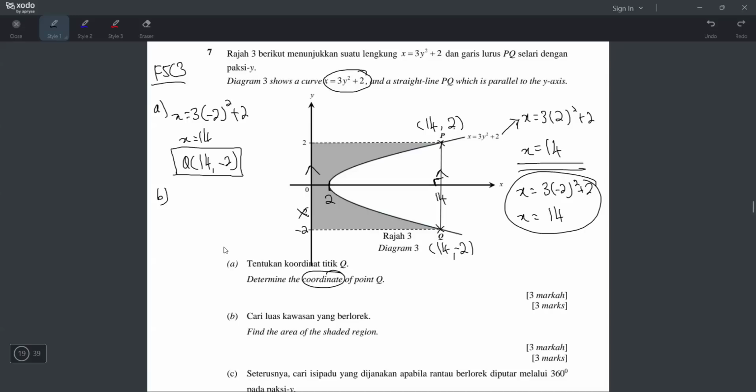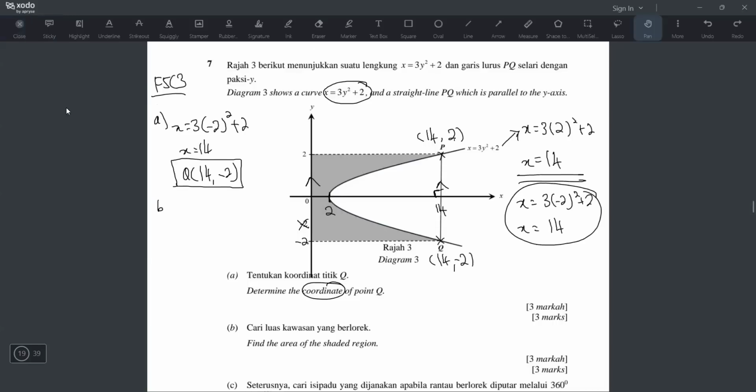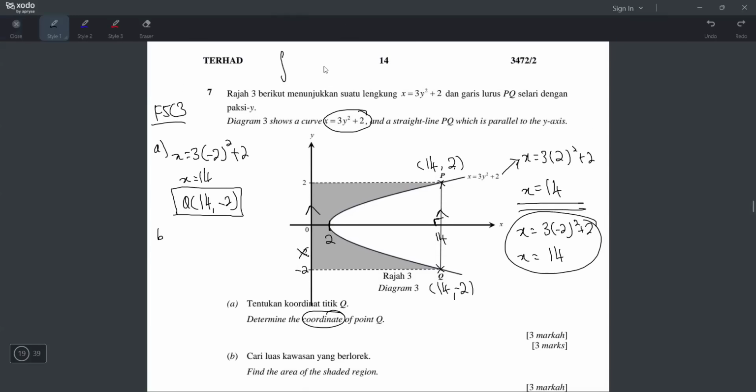Okay, now we can do B. B, they say find the area of the shaded region. Okay, this is the shaded region, right? Okay, how do you find this shaded region? When you find area, you will use the integration method to find it, right? And if you integrate towards the x-axis, the formula will be integral of y dx. But if you integrate towards the y-axis, it will become dy here, and x here, right? So this is the formula we will use, right?